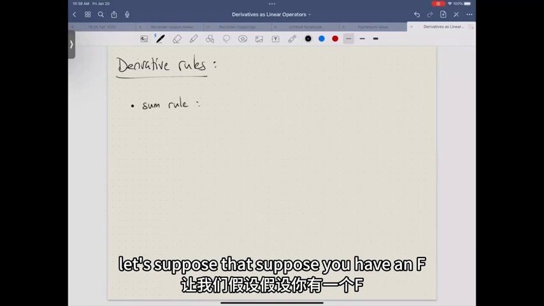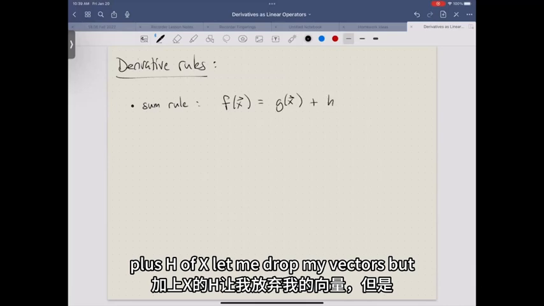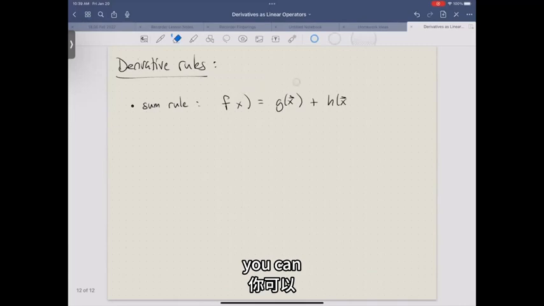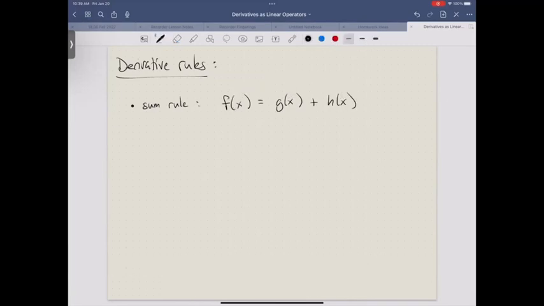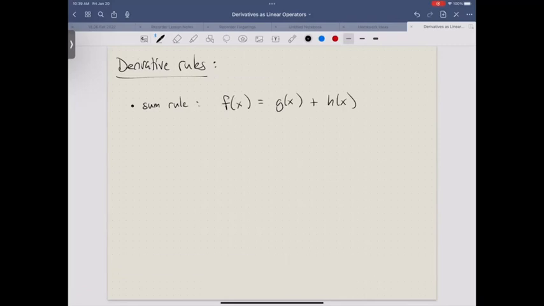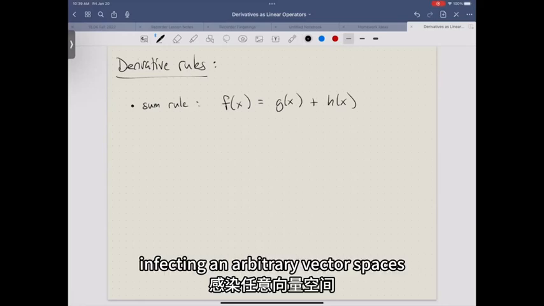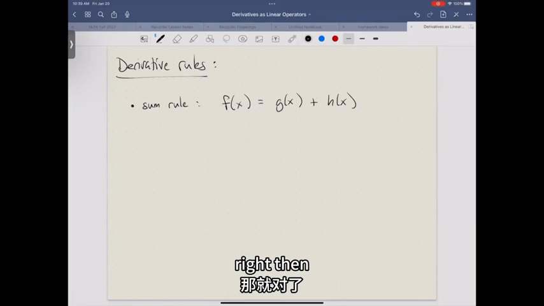Let's suppose you have a function f of x is g of x plus h of x. Let me drop my vectors, but you can understand that everything here can be a vector, right? The x's can be a vector, and the f's and g's and h's can be vectors. And in fact, in arbitrary vector spaces, we'll see very soon.